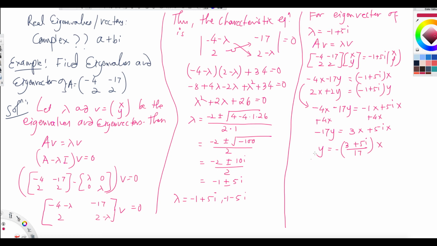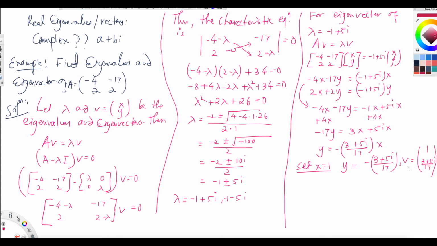One way of writing that is, let's say, set x equals 1. If you set x equals 1, what do you get for y? You will get y equals -(3 plus 5i) over 17. That's what you get. So what is the vector v? The vector v will be (1, -(3 plus 5i) over 17). This is one way, okay?